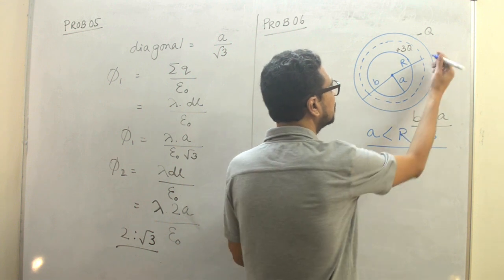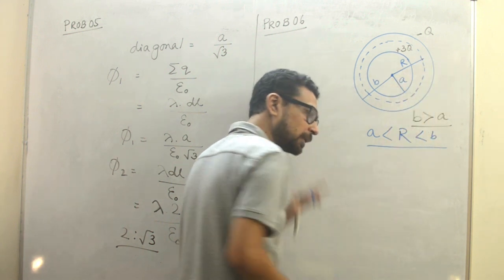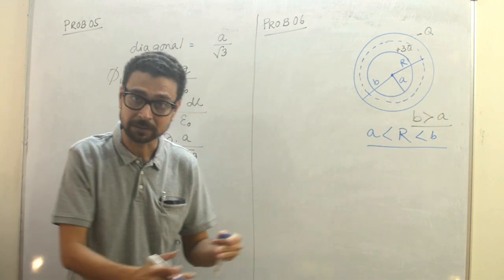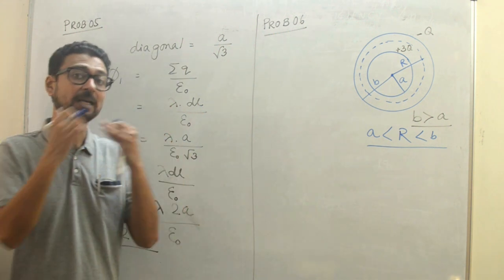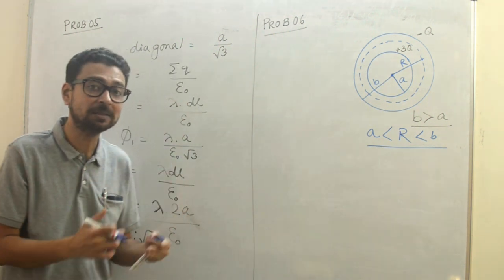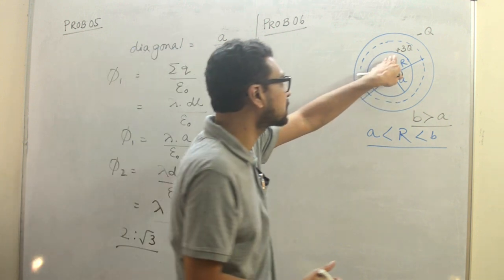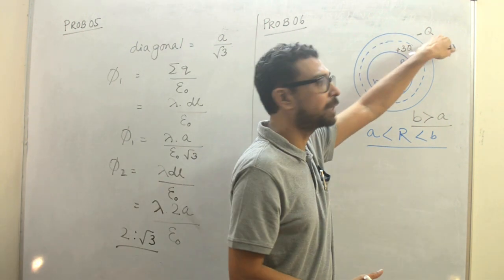So electric field is 0 till this point, that is for sure, because the Gaussian surface, the imaginary surface which is enclosing the charge, how much charge is it enclosing? It is enclosing only plus 3q. It is not enclosing minus q.